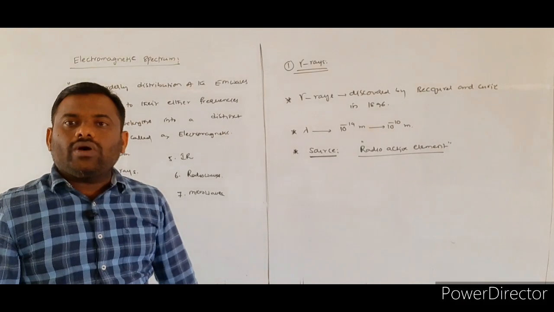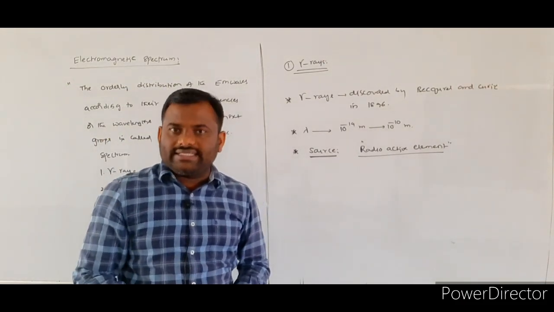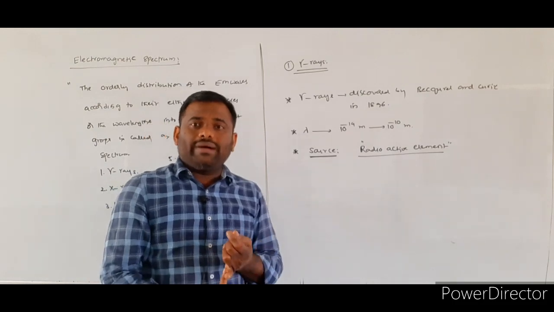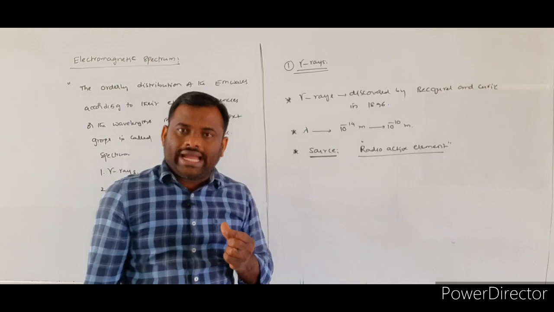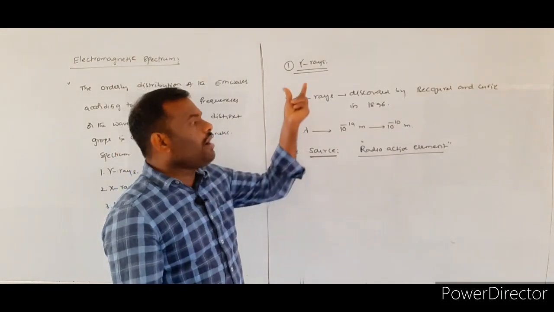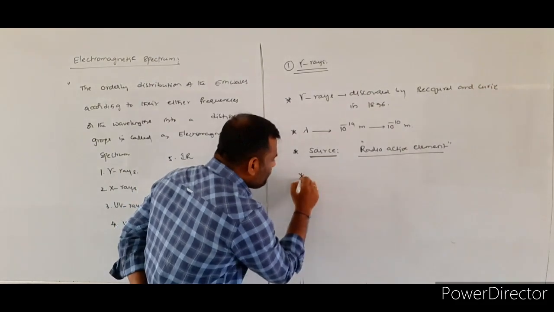Whenever the radioactive elements undergo the decay process, already in nuclei we discussed alpha, beta, gamma decays. Whenever the radioactive nuclei undergo radioactive decay, this type of gamma rays will be emitted. And what is the use of the gamma rays?